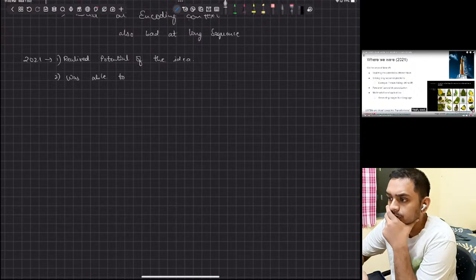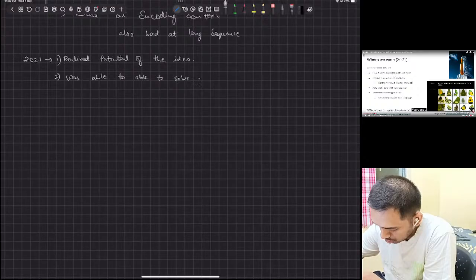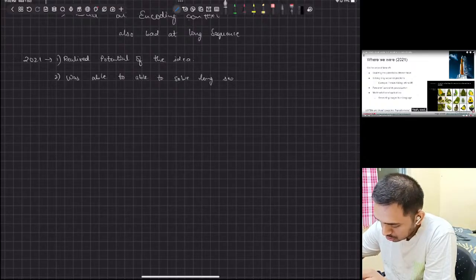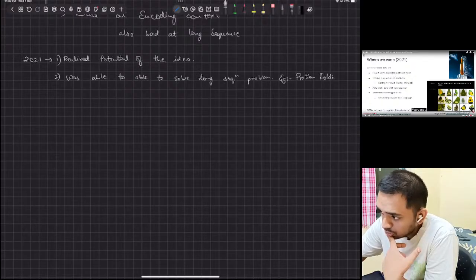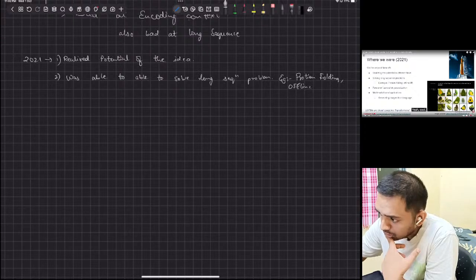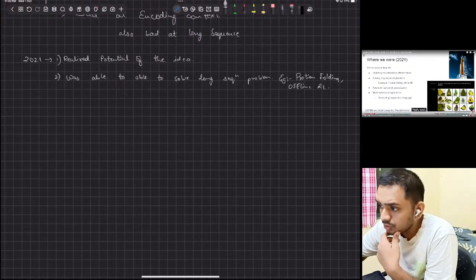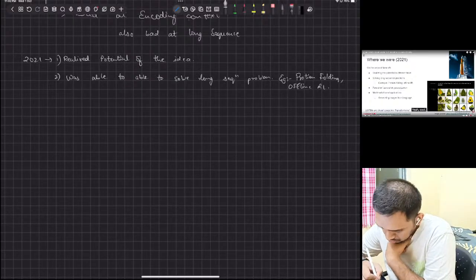Was able to solve the long sequence problem, for example the protein problem. Few-shot and zero-shot generalization.